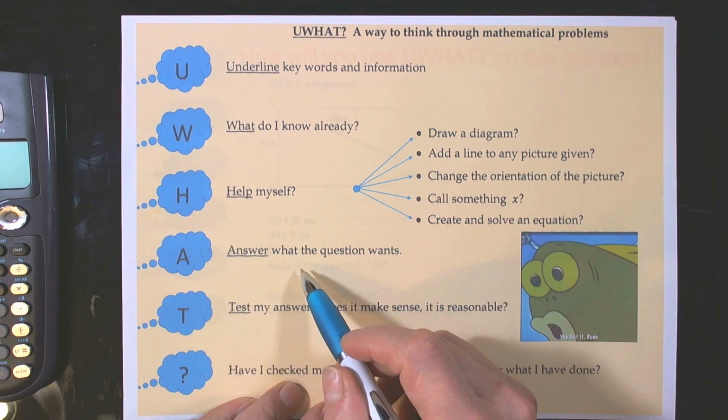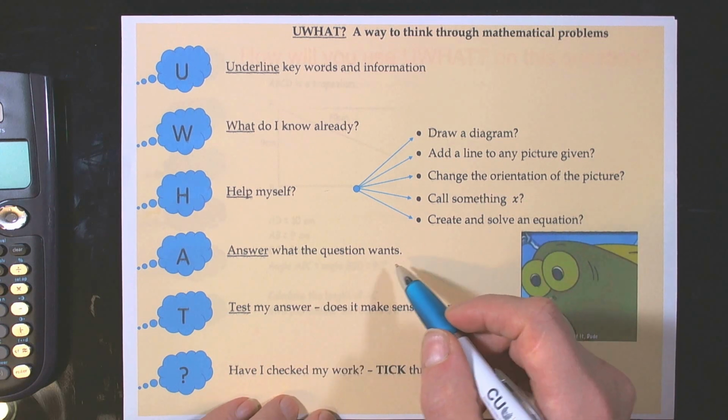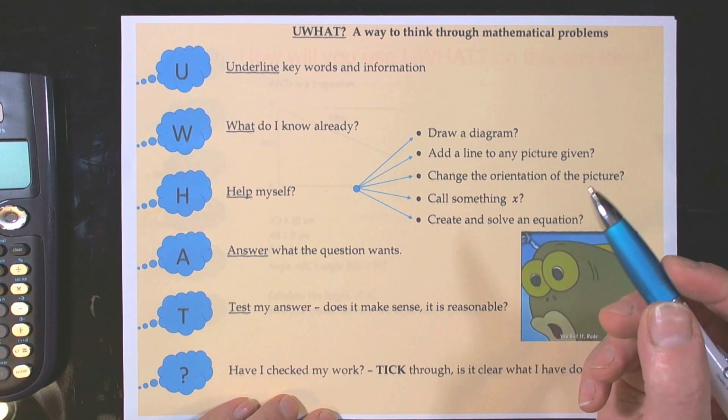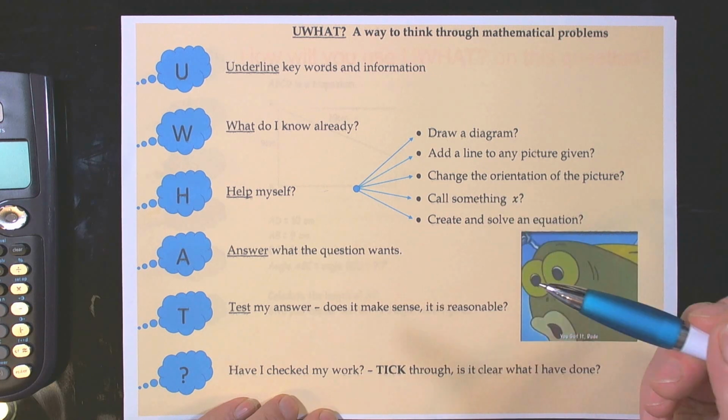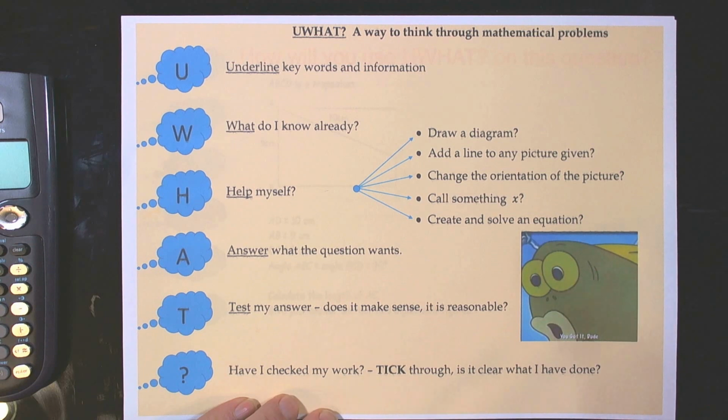Obviously at the end of the day you've got to answer the question, so the A in the UWHAT is all about answering the question itself. The T is to test out your answer. Quite often you've done a lot of work, 4 or 5 mark questions, and you just want to test it out. Does your answer make sense? Does it seem reasonable in the context of the question? And if it's algebra in particular, quite often if you found a value for X, put it back into the equations and check they actually work.